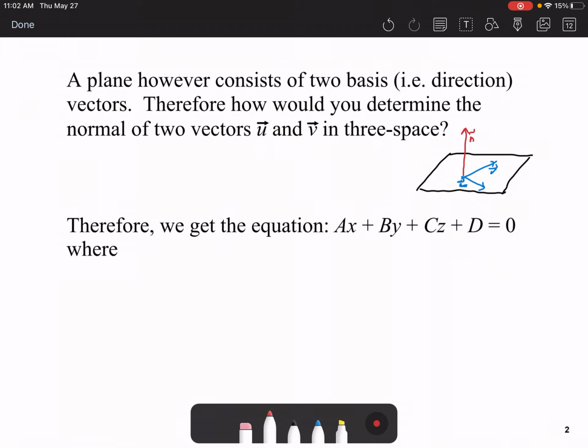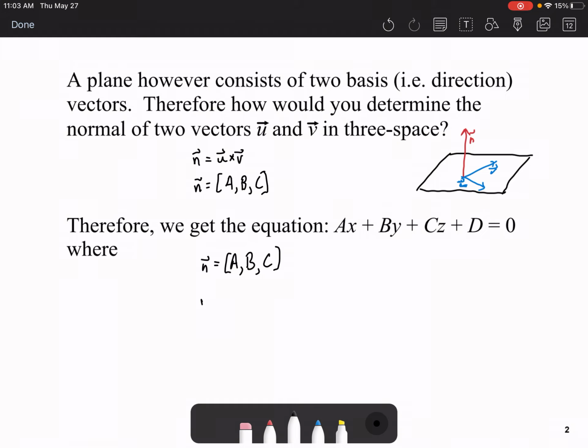So how do you figure out a normal that's orthogonal to vectors u and v? Well, to calculate the normal, you use the cross product of the vectors u and v. It gives you something that's orthogonal. We commonly refer to this in component form as capital A, capital B, and capital C. Therefore, we get the equation ax plus by plus cz plus d equals 0, where the values for our normal are based on a, b, and c.